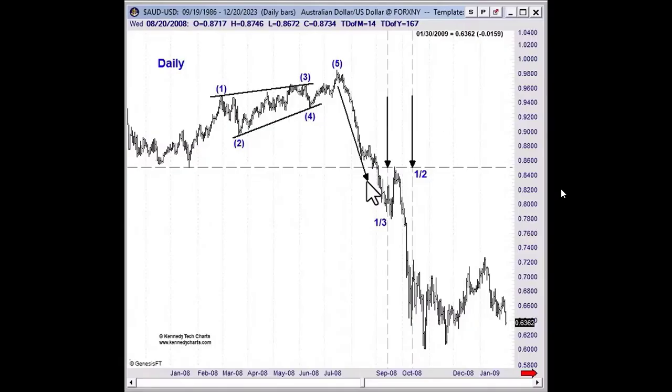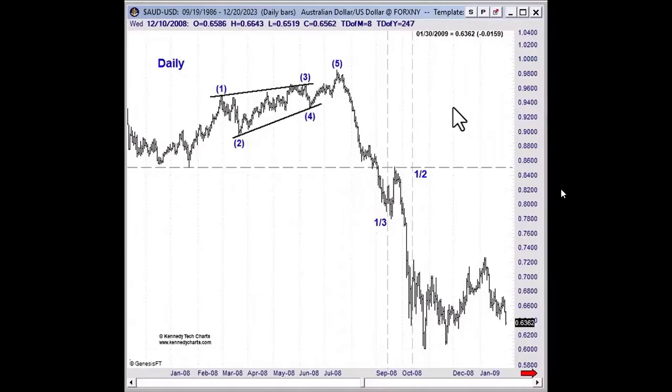Now, can it take longer? Yes. Can it take shorter? Yes. This is why this is a guideline and not a rule. So you can see clearly in this example of the Aussie dollar going back to 2008, where we did in fact complete the entirety of the height of the pattern, the length of the pattern. We did indeed retrace that move, more than fully retrace that move, in 1/2 to 1/3 the time it took the pattern to actually take shape.